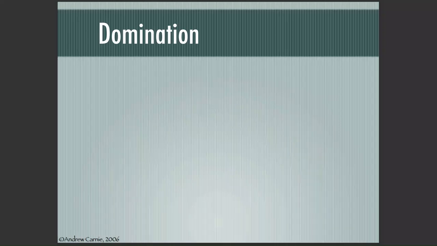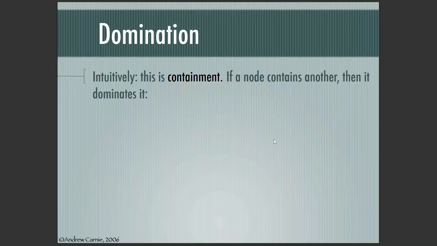Okay, now let's talk about one of the types of structural relations, which is called domination. So, what do you mean by domination? In syntax, sometimes we call it containment. It means that if a node contains another, then it dominates it. It's very easy, this type.